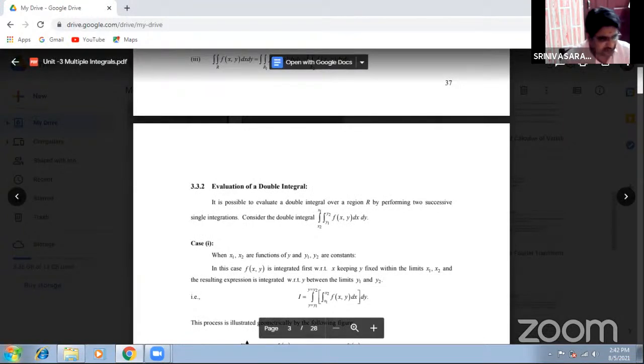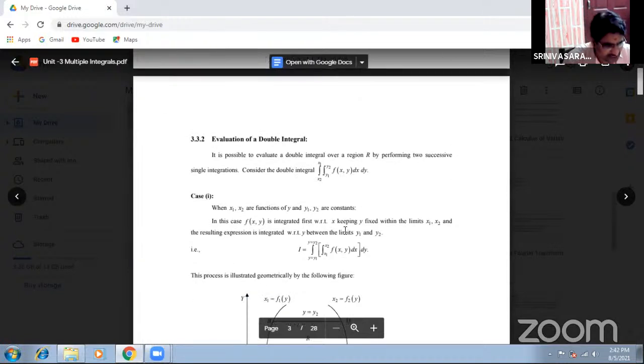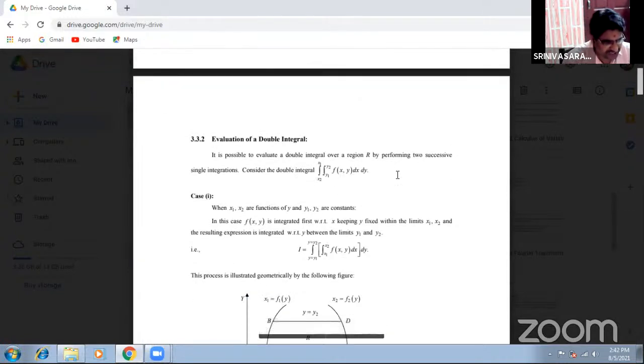Given a function, whatever it is, either x square plus y square minus 1, or any function in terms of x and y, how do we evaluate its double integral? One integral varies from x1 to x2, another integral varies from y1 to y2. The base values x1 and y1 are one interval, and x2, y2 are the other.